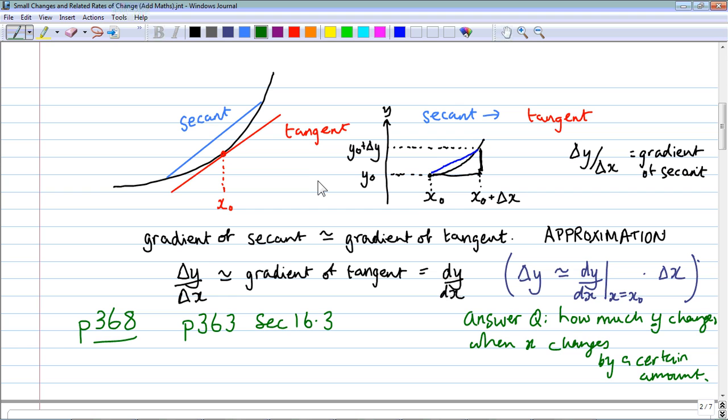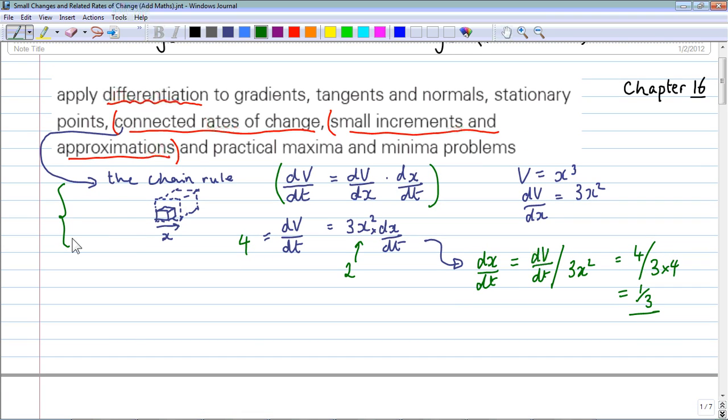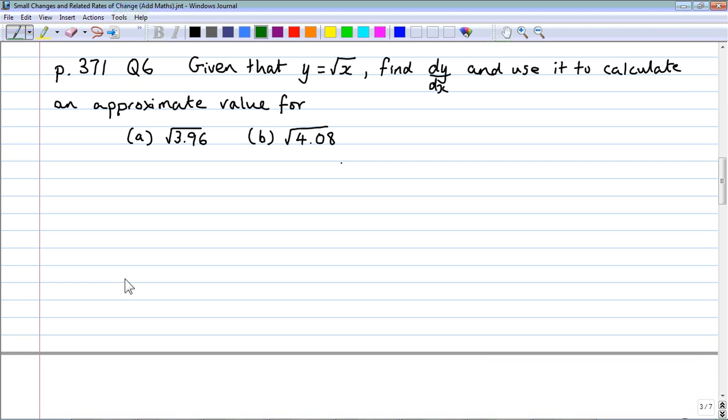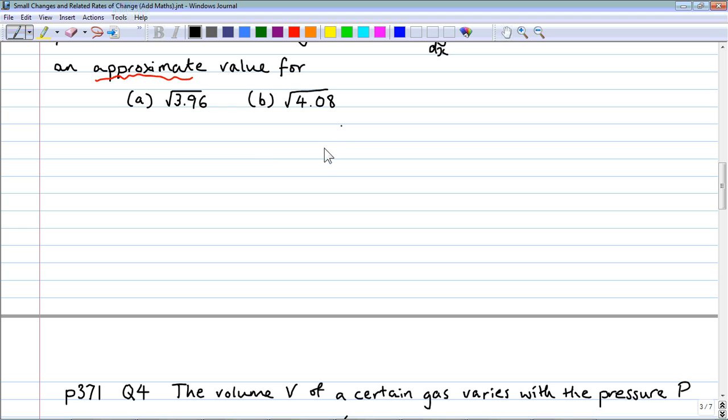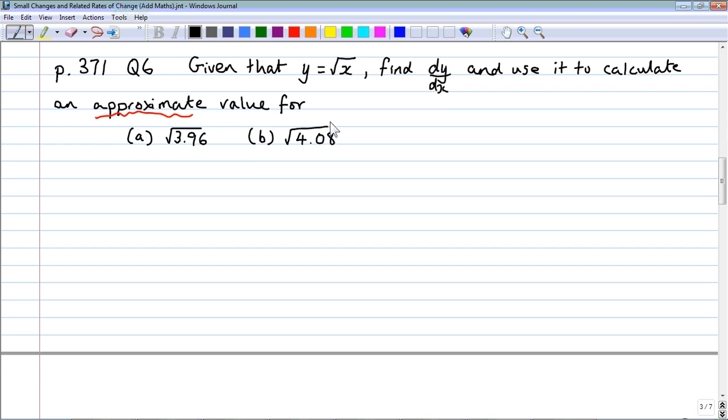Now let me show you 4 examples. We're going to focus a lot more on this one and not so much on this one. So here's the first example from the book. Let me read it for you. Given that y is equal to the square root of x, find dy by dx and use it to calculate an approximate value for these two numbers. Because it's approximate, we'll be able to use the principle we saw up here.